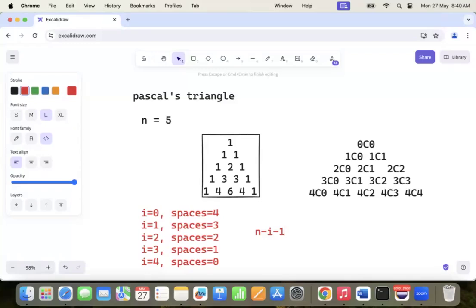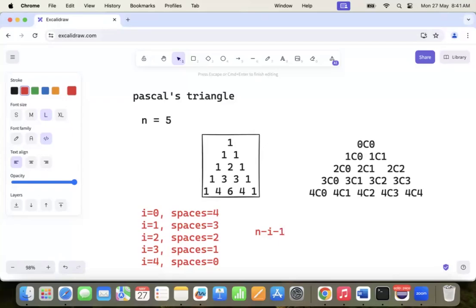Am I clear? Yes, sir. Next row: 5 minus 1, minus 1. 5 minus 1 is 4, 4 minus 1 is 3. When i is equal to 2, how many spaces are required? 5 minus 2, 3, 3 minus 1, 2. Spaces are 2 only, na? Could you tell me finally how many spaces are required for each row? N minus i minus 1. Am I clear, folks? Very good.